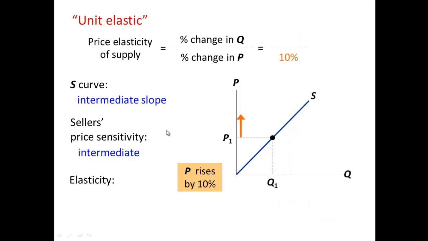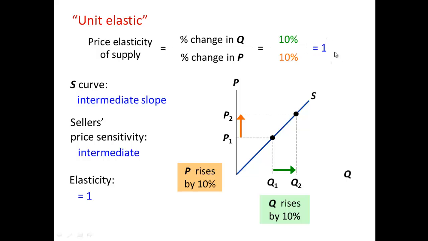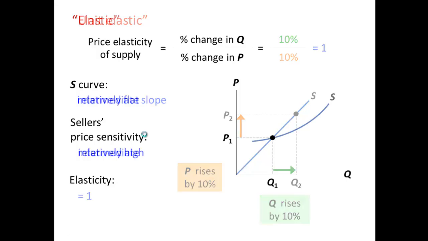Our next example is unit elastic. That is where the change in quantity is equal to the change in price, or we'll get a price elasticity of supply equal to 1. So that means that for each unit of change in price, we're going to see an equal unit change in quantity. That's 1.